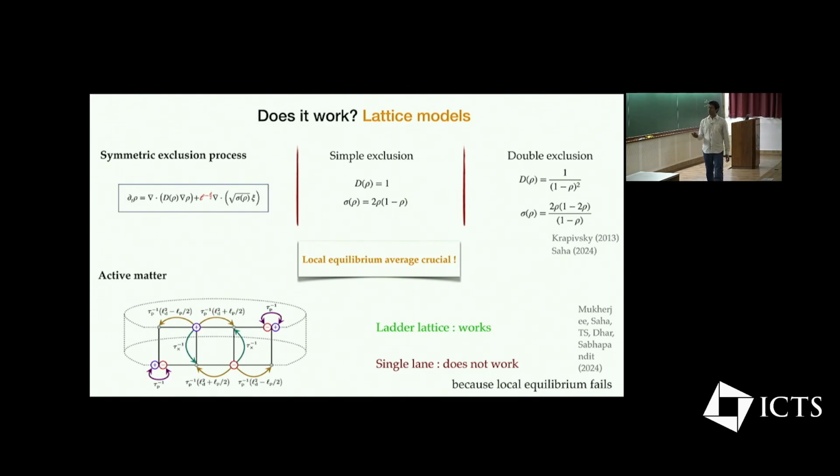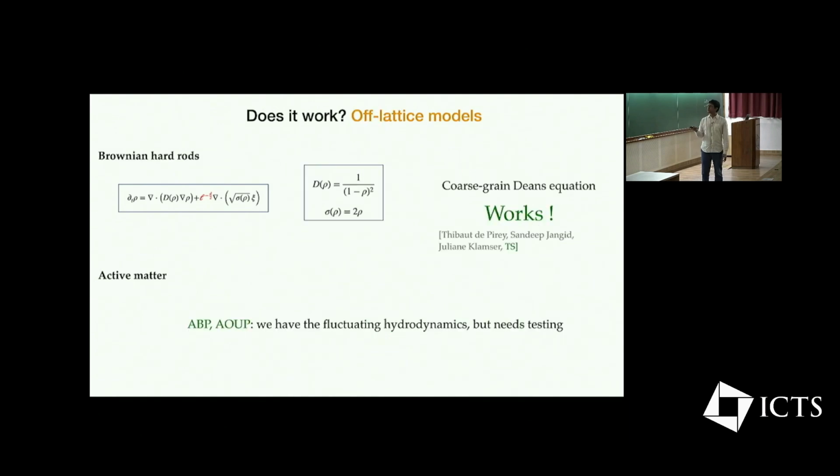If you define this problem on a ladder geometry, so two lanes, then all this local equilibrium structure works. And as a result, you get the hydrodynamic description that quantitatively describes the mesoscopic evolution. But if you define it only on one lane, then that local equilibrium measure does not work anymore. And even if you follow that procedure, it's not going to work. Okay? So, just to emphasize, the local equilibrium average is very, very important.